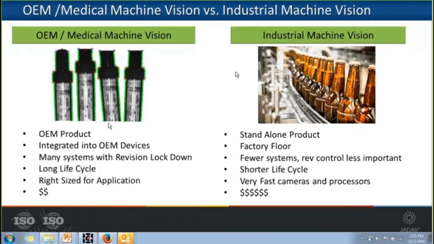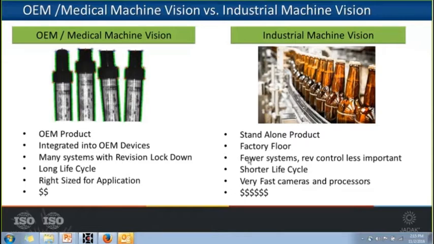But back to the difference between medical and industrial machine vision. In industrial machine vision, again, it's sort of a standalone product. You're gonna put a camera and maybe a lighting system on the side of a conveyor belt or someplace on the factory floor. In the medical machine vision, we're talking usually an OEM product, so that camera is embedded down in some kind of other device that is performing some kind of other function.